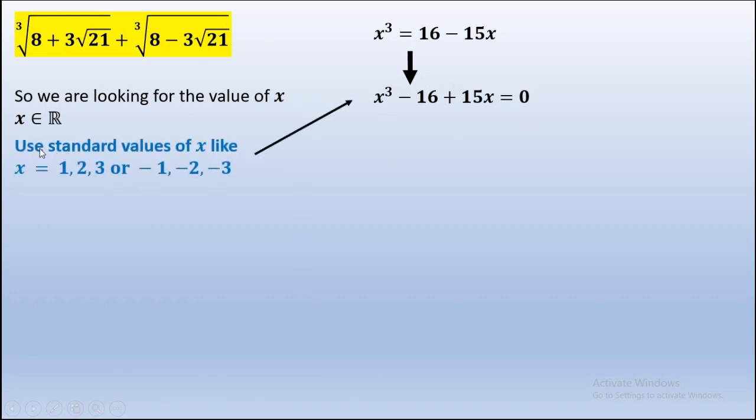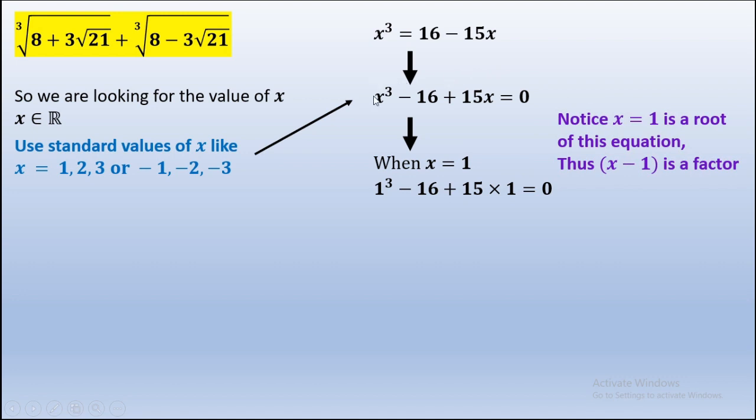For finding the root of this equation, we will use the standard values of x, like x is equal to 1, 2, 3 or minus 1, minus 2, minus 3, and put in this equation and see for which value of x this equation is getting satisfied. Upon doing that, when x is equal to 1, we get 1 cube plus 15 minus 16 is equal to 0. That means x equal to 1 is satisfying this equation, and hence x equal to 1 is a root of this equation. So we can say that x minus 1 is a factor of this equation.